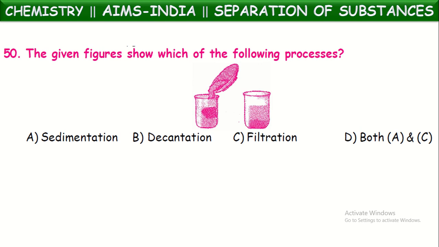Next, the given figures show which of the following processes. What are they doing? See here, a liquid is taken into a beaker and an insoluble solid is poured into that. What is happening after a certain time? That insoluble solid is settled down. That settling down of insoluble solid substance in a liquid, when it is allowed to stand for some time, is called sedimentation. The settling down of insoluble solid in a liquid is called the sedimentation process. Okay.